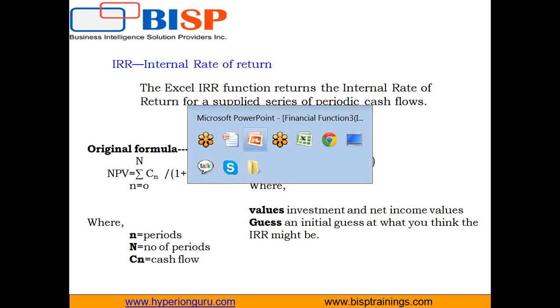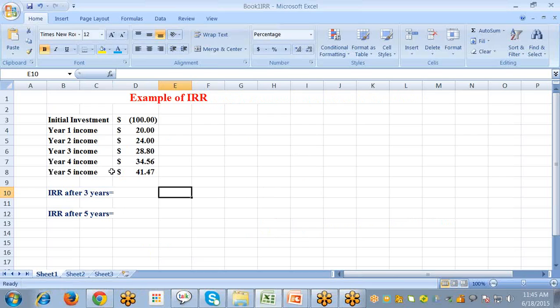So let's understand it with the help of an example. I have an example of IRR. Here the initial investment is $100. In Excel, negative values are represented in parentheses. This is a negative value because it is the investment done by us, so it is negative. Then year 1 income will be $24, year 2 income will be $24, year 3 income will be $28.80, year 4 income will be $34.56, and year 5 income $41.47.